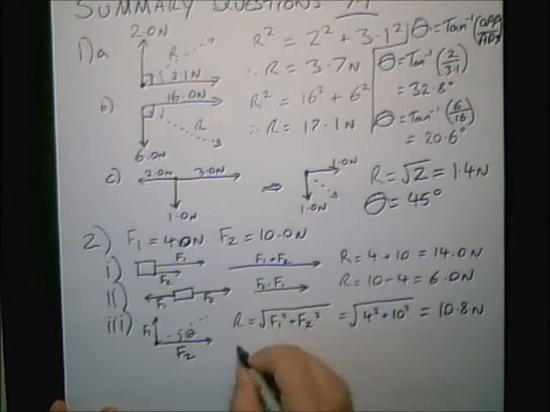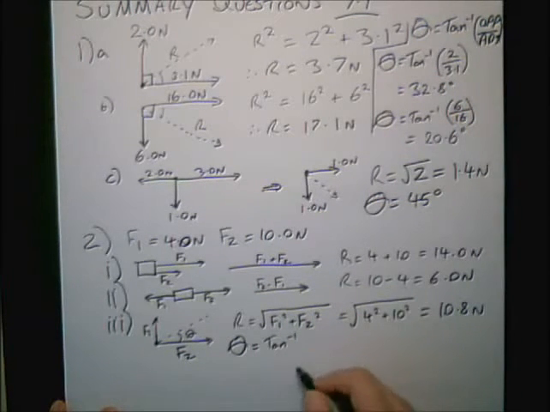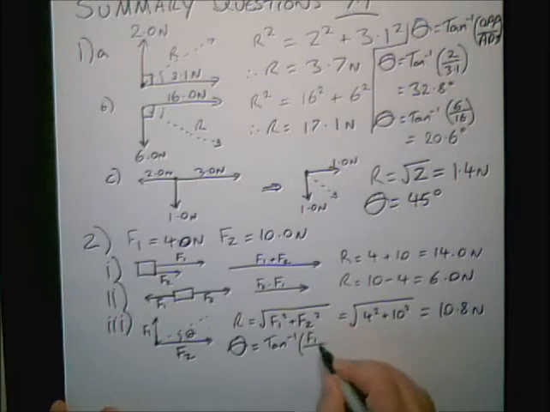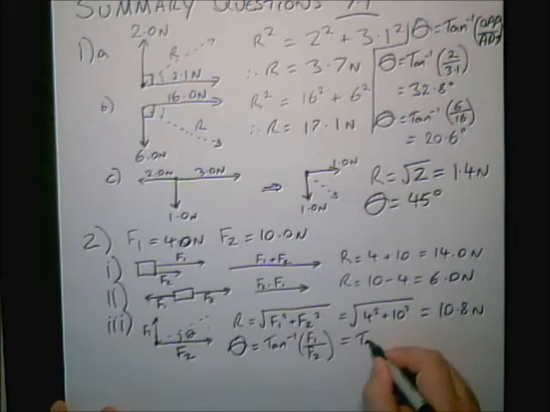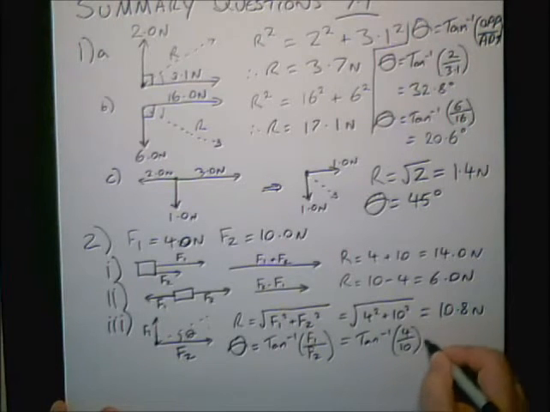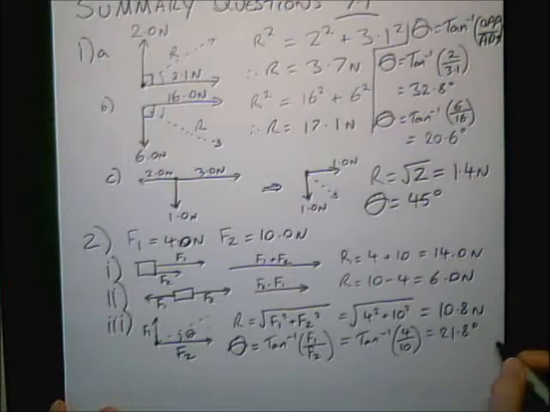10.8 newtons. And then theta, same as here, tan to the minus 1. We've got our opposite first, which will be theoretically here, which is F1, over our adjacent, which is F2. And when we put in the figures, we'll get tan to the minus 1 of 4 over 10, which is going to give us the answer of 21.8 degrees, and that is with respect to F2, or the 10 newtons.